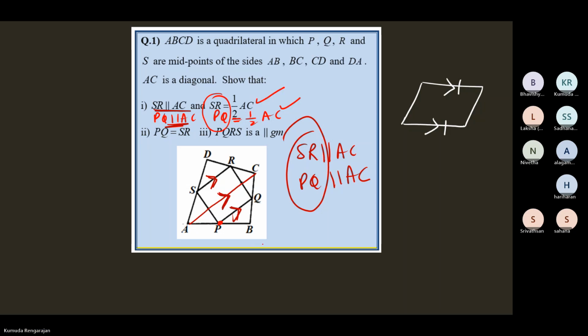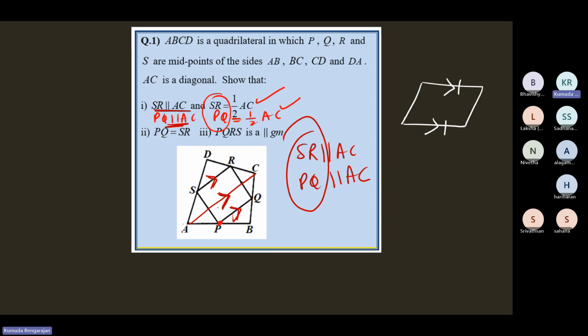We have proved that SR is parallel to AC, and we've also proved that PQ is parallel to AC. So SR parallel to AC and PQ parallel to AC means that SR is parallel to PQ.